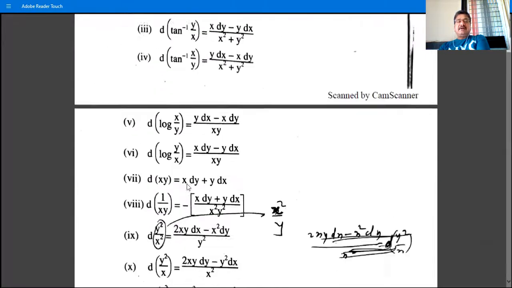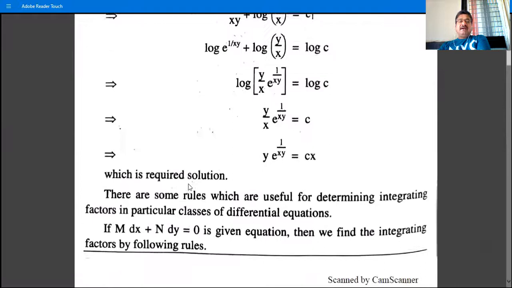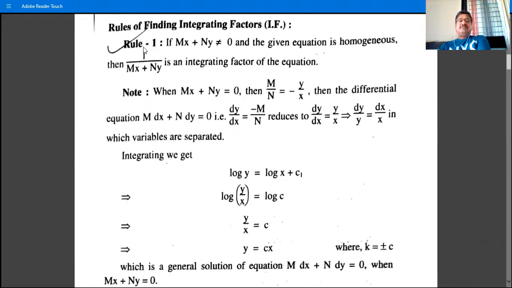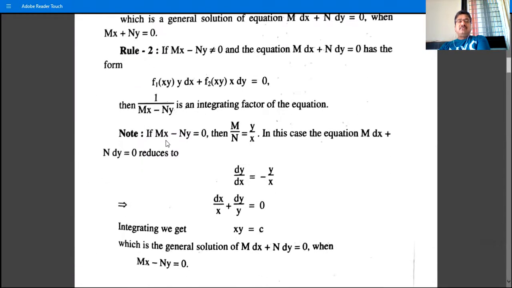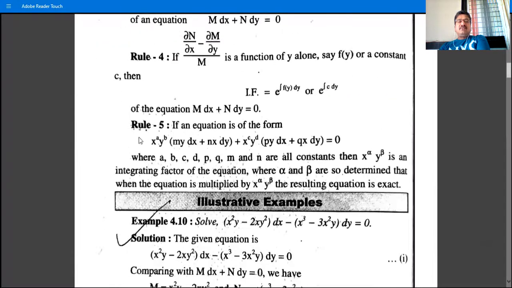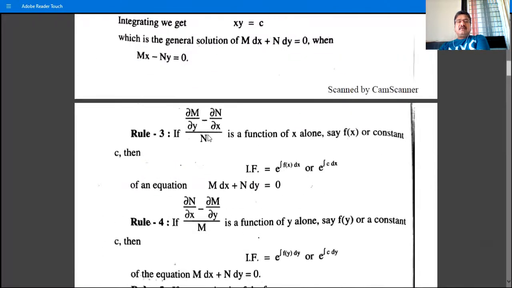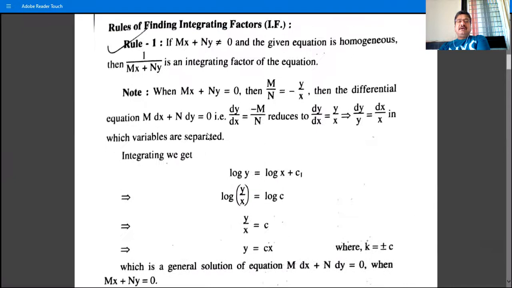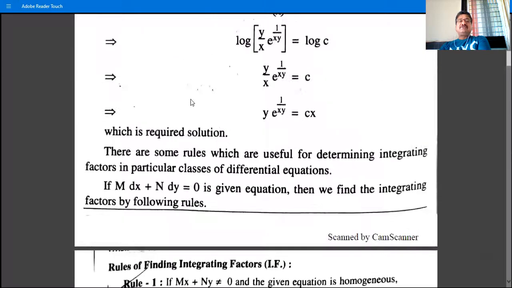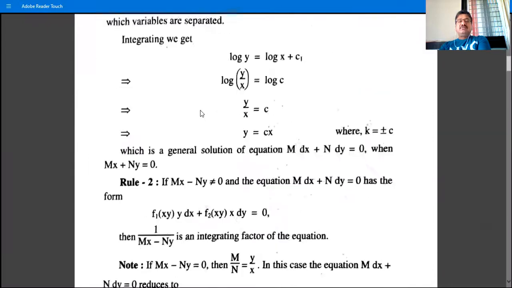This is the first method. Then find the integrating factor by using these 5 rules: rule number 1, rule number 2, rule number 3, rule number 4, and rule number 5. All the MCQ-type questions on the integrating factor are solved by using these 6 methods, that is, the first method and these 5 rules.